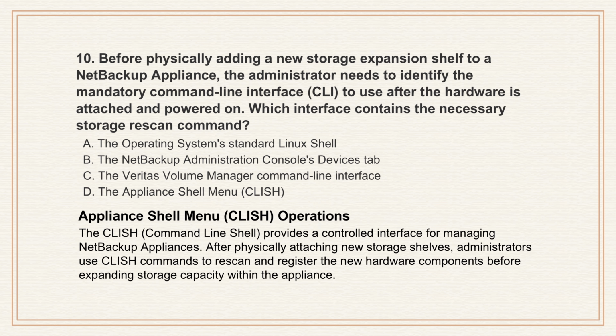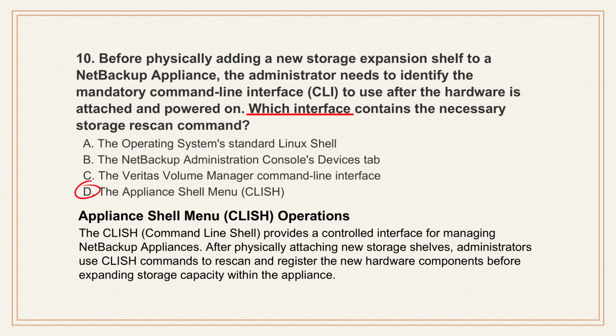Finally, let's touch on the physical appliance hardware. Say you need more storage. You physically rack and cable a new expansion storage shelf to your NetBackup appliance. Right, you've added the hardware. Before NetBackup software can actually use that new storage, the appliance itself needs to recognize it. What's the mandatory interface you have to use to trigger that hardware rescan and detection? You absolutely must use the appliance shell menu. This is often just called the CLISH, for command line interface shell.